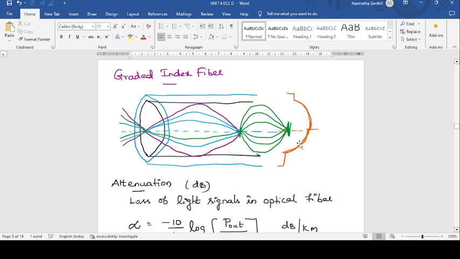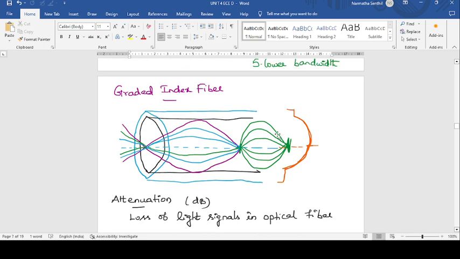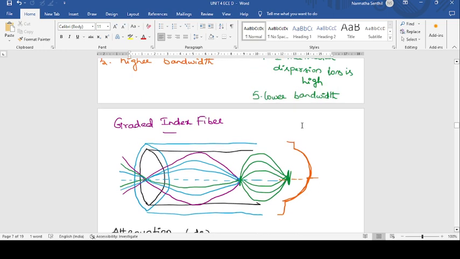Because of this variation, when the light enters the fiber, it converges. Even though it is taking different paths, at one single point it converges, and then it travels. Because of this, we are eradicating the intermodal dispersion loss. Intermodal dispersion loss takes place in the multi-mode fiber. In order to eradicate it, we go for the graded index fiber.